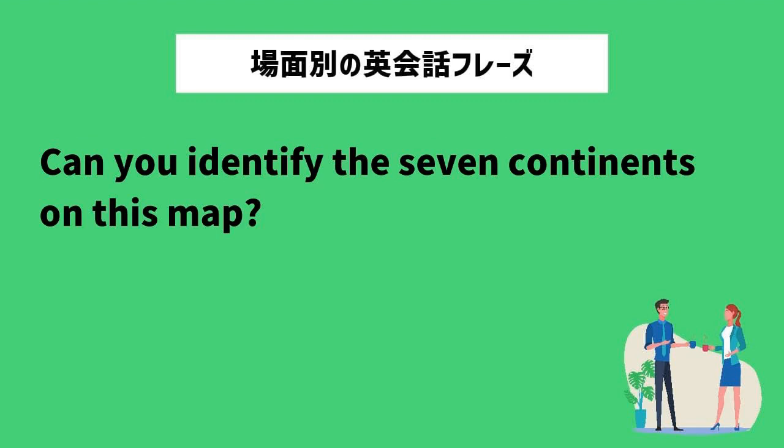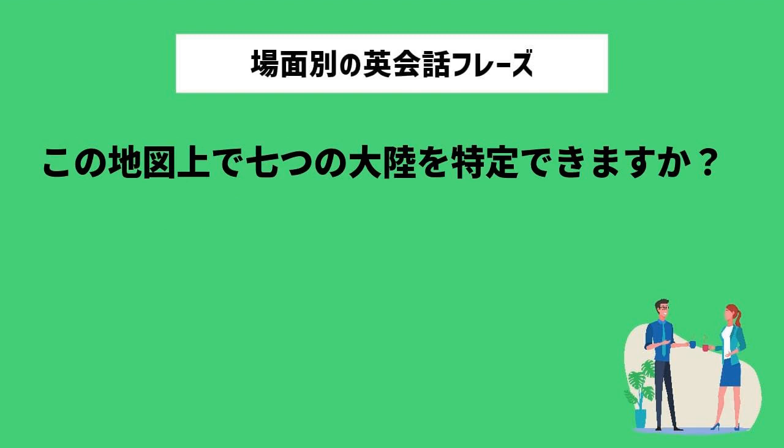Can you identify the seven continents on this map? この地図上で7つの大陸を特定できますか?